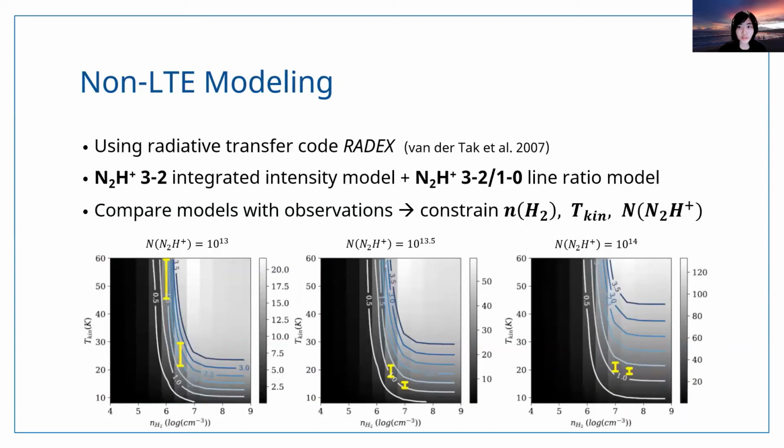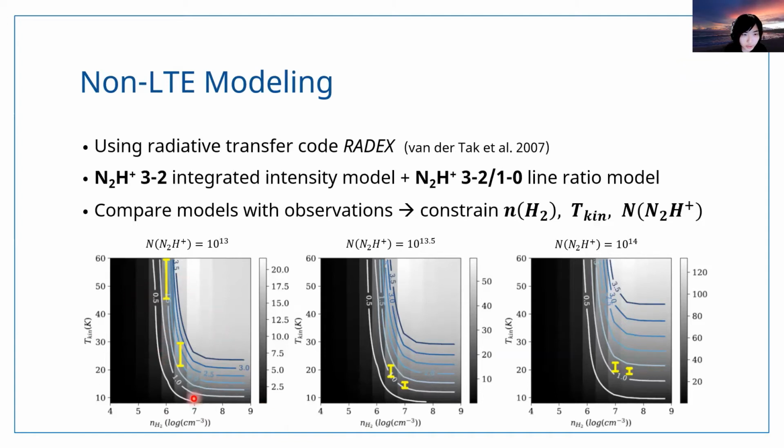To study the physical conditions in different regions, we use the non-LTE radiative transfer code RADEX. We construct the N2H+ 3:2 integrated intensity model, and also the 3:2 to 1:0 ratio model. Then we compare with the observations to constrain H2 density, kinetic temperature, and the N2H+ column density. For example, these models can be represented by a 3-dimensional grid, where the 3 axes represent the physical parameters to be constrained. Here we show the slices of our models.